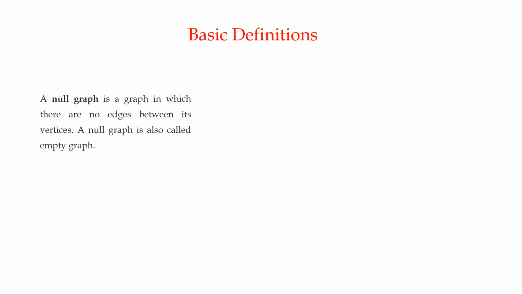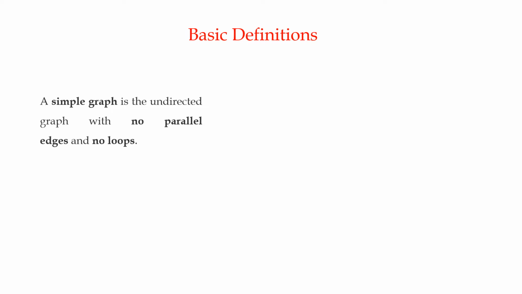Next, we are going to see some basic definitions of graph theory. First one is a null graph. A null graph is a graph in which there are no edges between its vertices. A null graph is also called an empty graph. The diagrammatic representation is shown here.